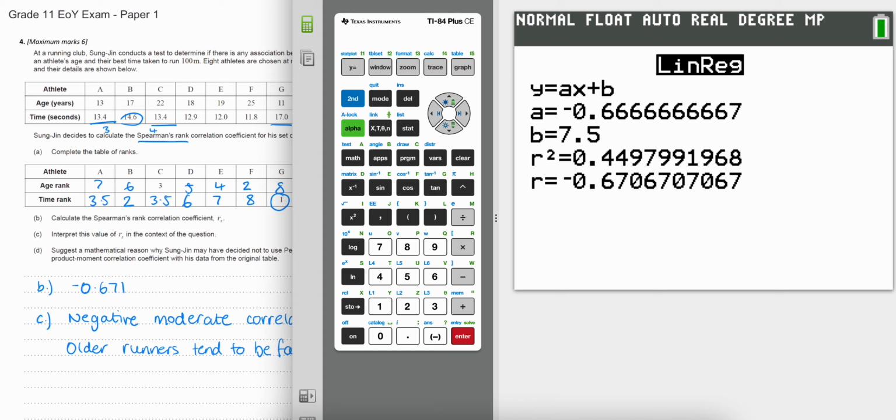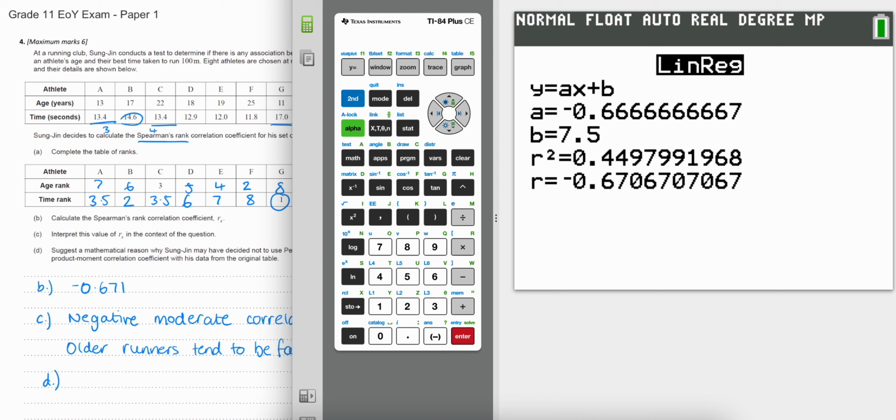And then for part D, you need to suggest a possible reason for why they used Spearman's rather than Pearson's correlation or Pearson's product moment, the PMCC. And there's a few different reasons. One is that perhaps they were not normally distributed. Okay, so if they were not normally distributed, then we tend to use Spearman's rank rather than Pearson's.